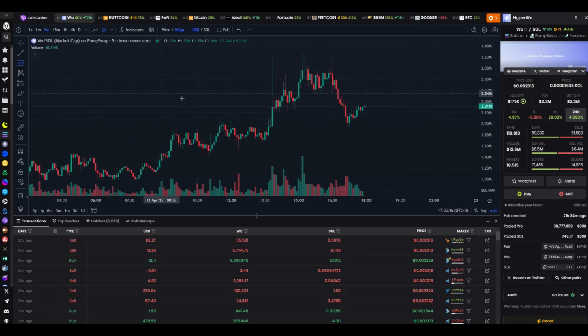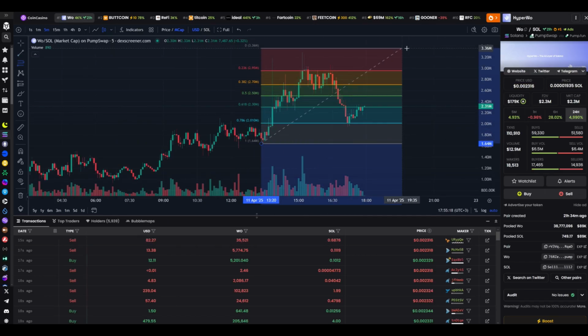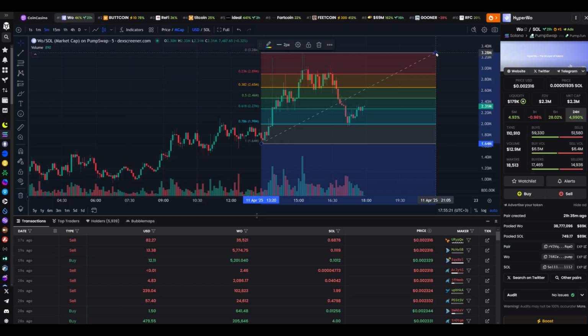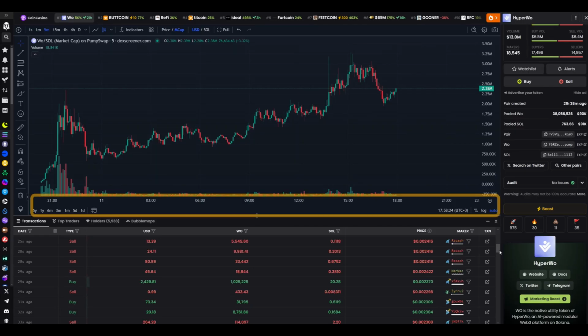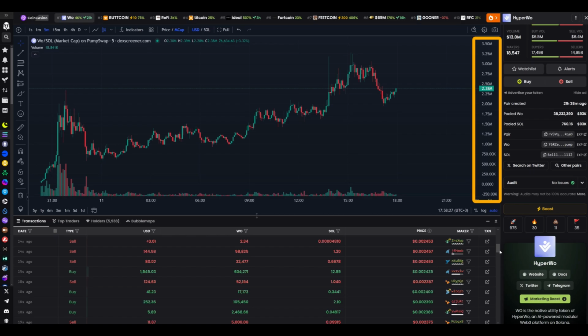Or I can choose the Fibonacci tool. I set levels where the price might slow down or reverse. There's a button with percentages. It shows how much the token has risen or fallen over a specific period. At the bottom of the chart is a timeline that moves from left to right, allowing you to see changes. And on the right is a value scale, which depends on what you've selected: price or market cap.